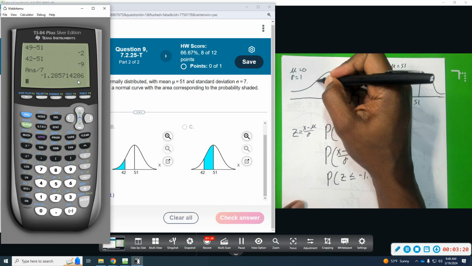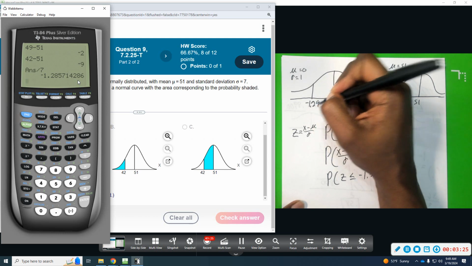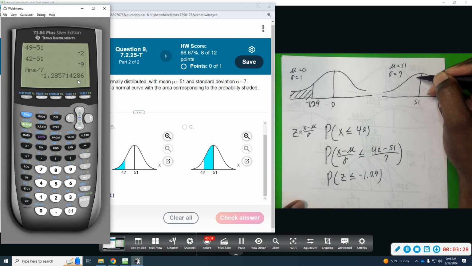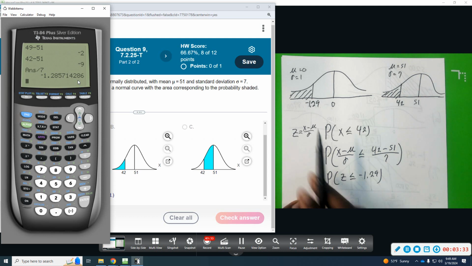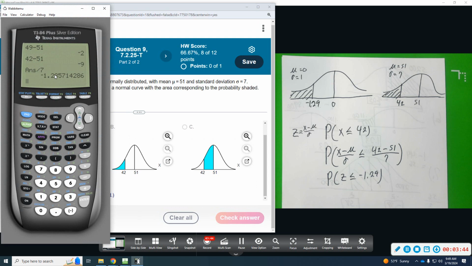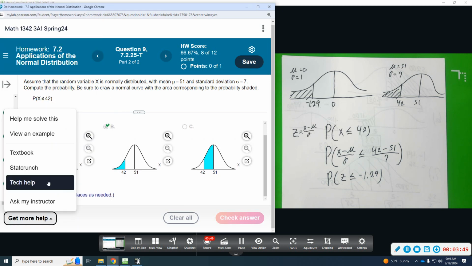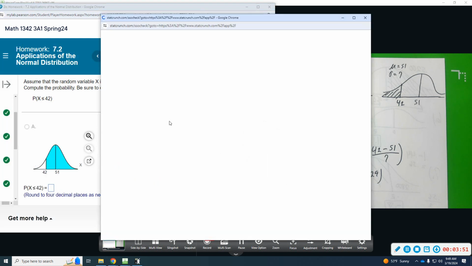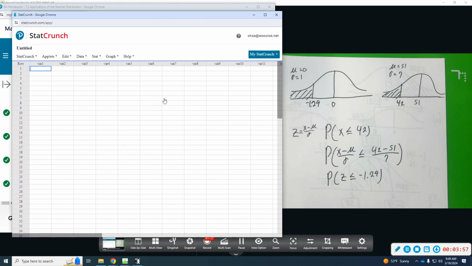This would be a negative 1.29. Remember, 42 is on the left side, and this is close to the same picture that we saw. We're looking for the area left of 42. So if I use z, these will be a little bit different because it's rounded, as you can see. We actually got 1.28. We rounded to 1.29. So if I use StatCrunch, I want to show you the difference. I can put in the exact numbers, which I'm going to do here.